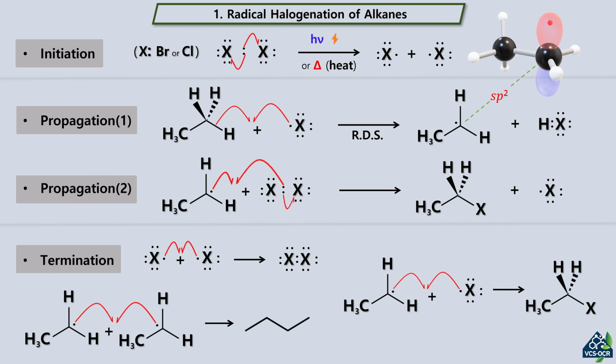The chain reaction continues until termination occurs. When any two radicals collide and combine, such as two halogen radicals, a carbon and a halogen radical, or two carbon radicals, their unpaired electrons pair up, and the cycle stops.